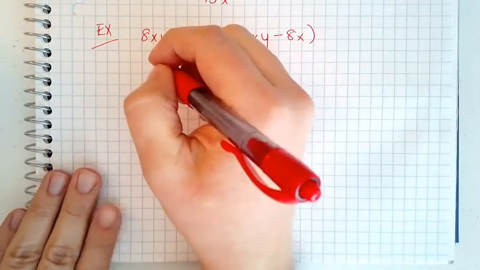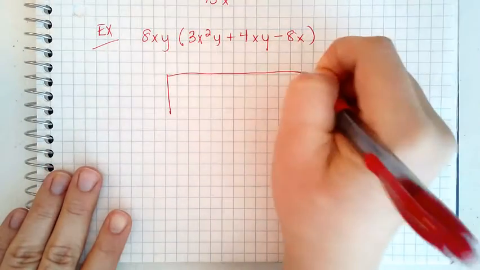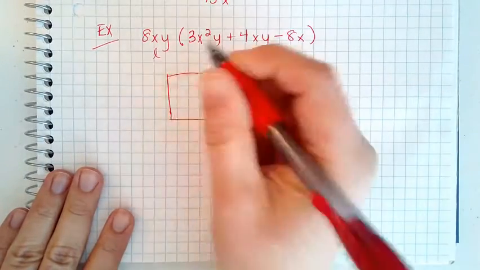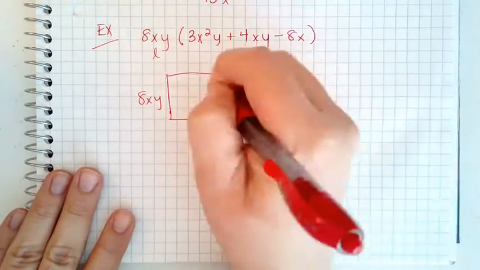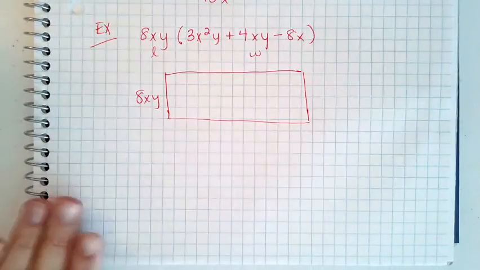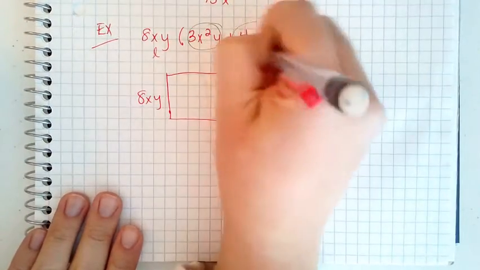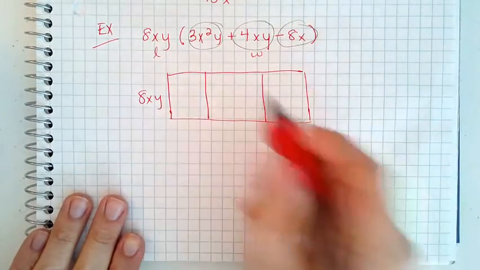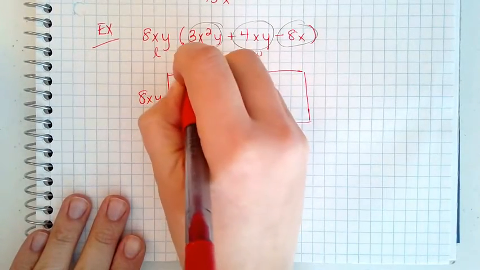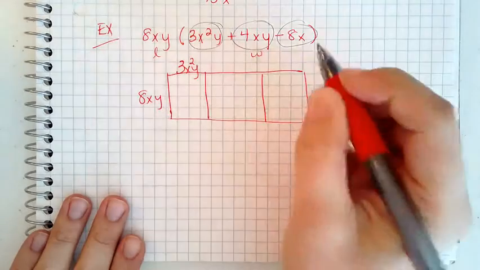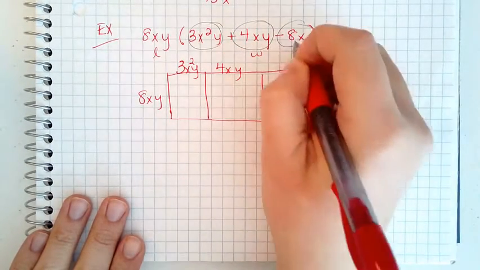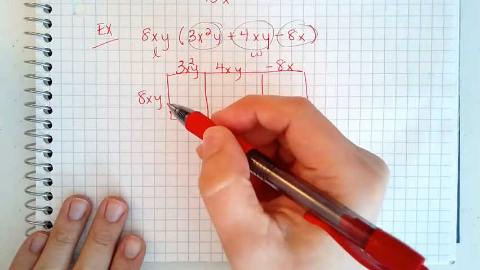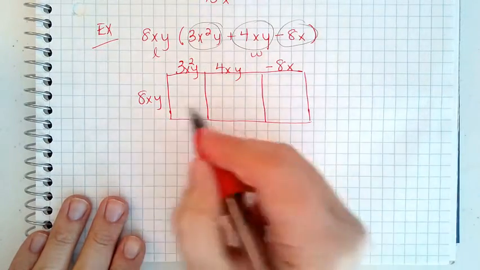So I'm still going to go back to my basic model of length and width, length and width. When I do that, this is 8xy, and then I've got 3 sections here, 3 terms, which means 3 boxes. Okay, so this one is the first, 3x squared y, and then 4xy and negative 8x. So then I'm going to find the area of each of these boxes.